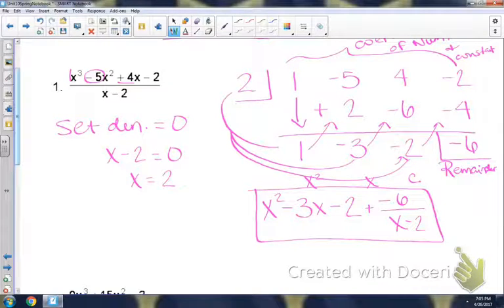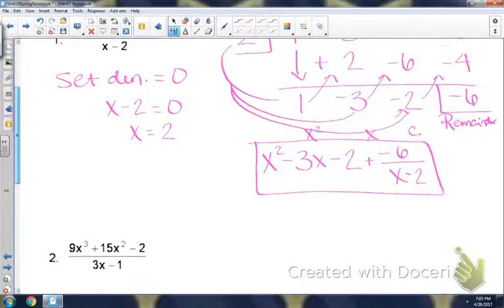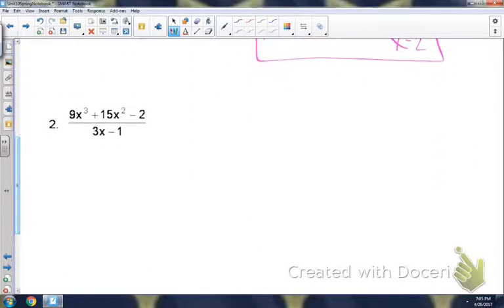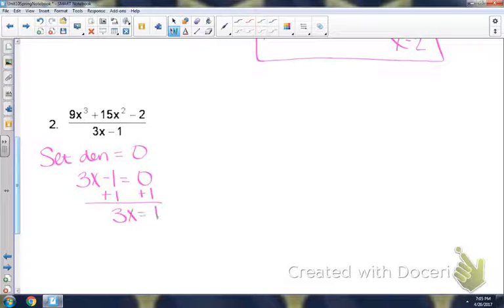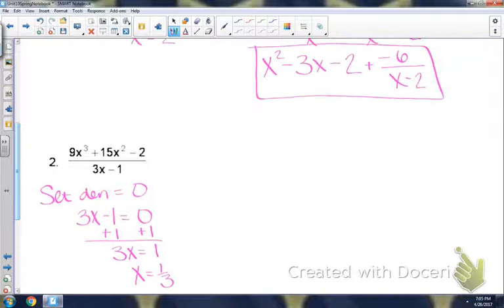Okay, so lots of different steps. You just have to keep practicing in order to get it down. So let's go over another one. Your first step is to set the denominator equal to 0. So 3x minus 1 equals 0, and you're solving for x. So x equals 1/3. That number, whatever you get, goes on the outside and you block it off.